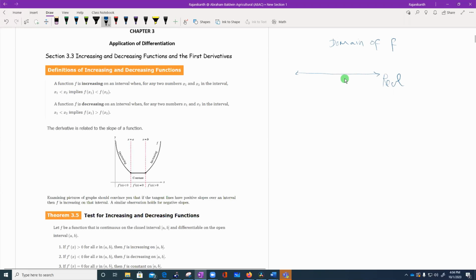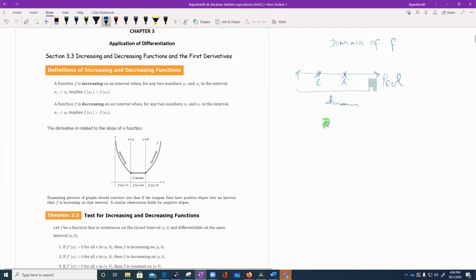After that, we find the critical points, right? For instance, say you have critical points C and D. Then you divide the entire domain into a couple of subintervals based on your critical points. So suppose C and D are critical points, you will chop the given interval into subintervals with open intervals.